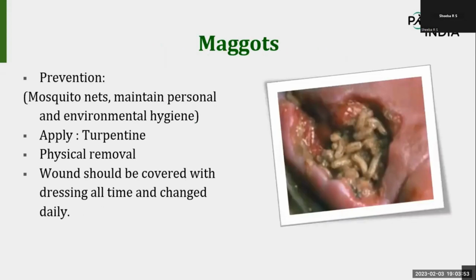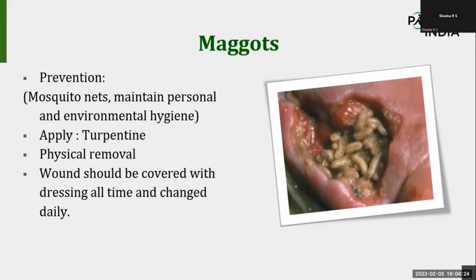Finally, maggots. I think most of you know about maggot formation. How do maggots come? You all know that the maggots come from flies. House flies are attracted to infected wounds. If they touch the wound, they may lay eggs. Definitely within 8 to 12 hours, the maggots come out. So you have to give education.